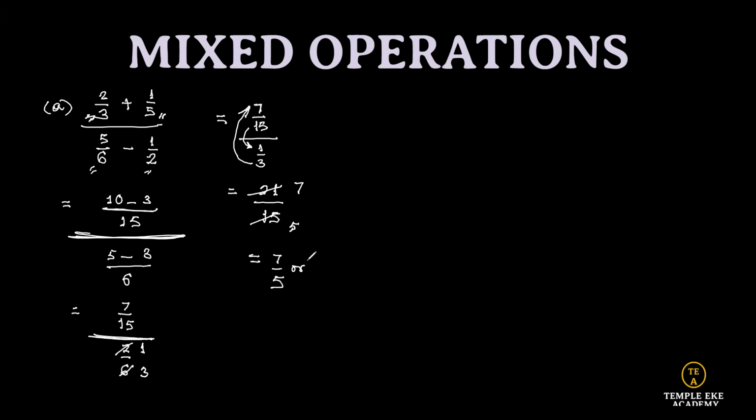Or the mixed fraction. 5 divides into 7. That's 1, remainder 2 divided by 5. Our final answer. Very simple.